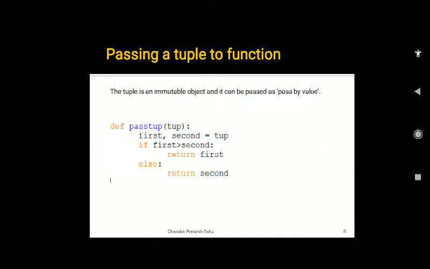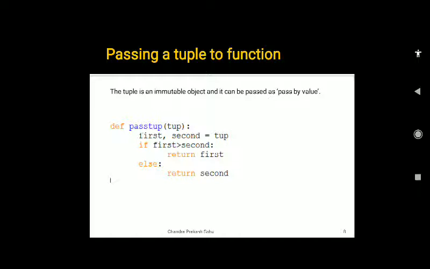Passing tuple to a function. A tuple is an immutable object and it can be passed as pass by value. That means you cannot pass it by reference and change it there. You can pass an object as a value, and all the changes made inside the function will not be visible outside unless you write a print statement or return statement, though it will not change the original object that was passed.